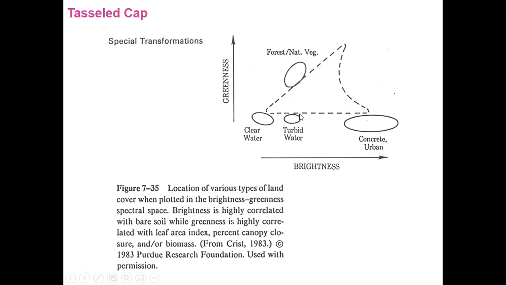Turbid water is a little brighter because it's got some soil in there, and not very green. Concrete and urban spaces tend to be very bright and not very green. Whereas things like natural forest tend to be very green and not very bright because, of course, plants are absorbing light. So it simplifies the story that you have to tell about what's going on in an image, instead of trying to figure out what individual pixels are doing.